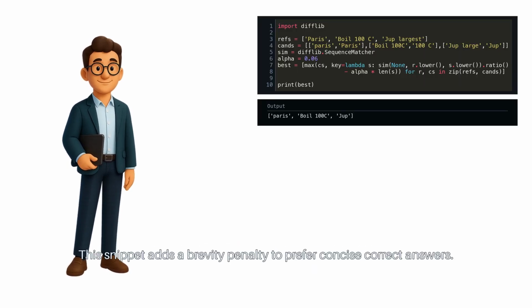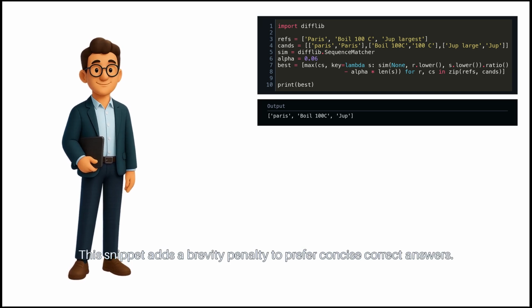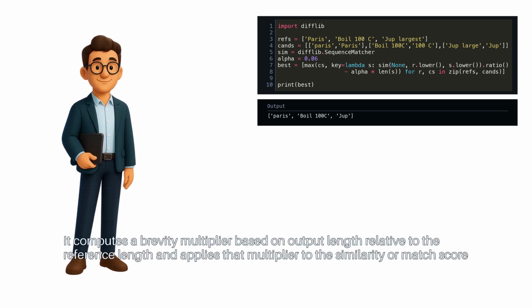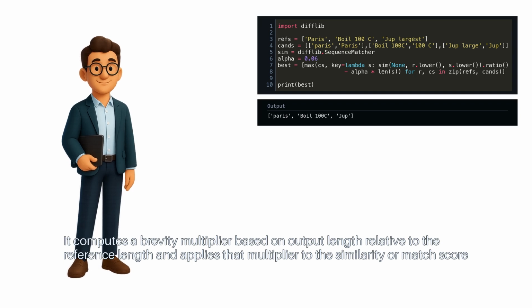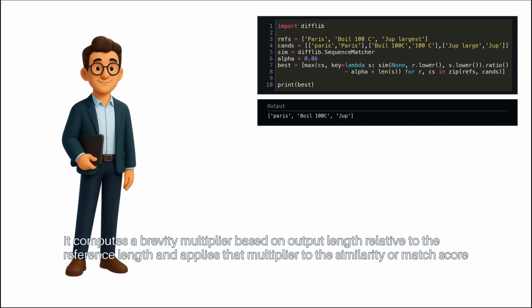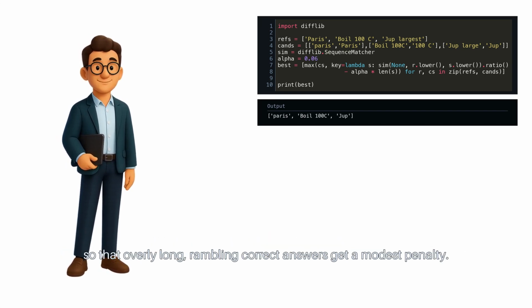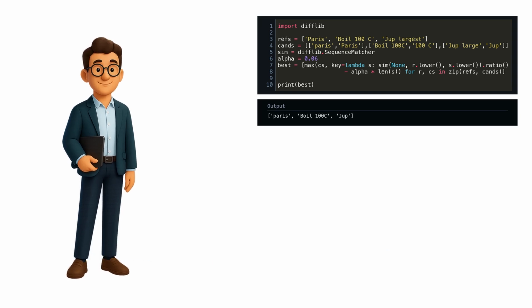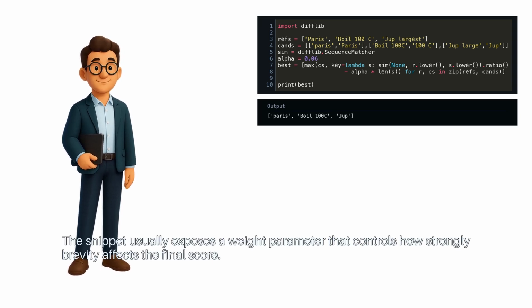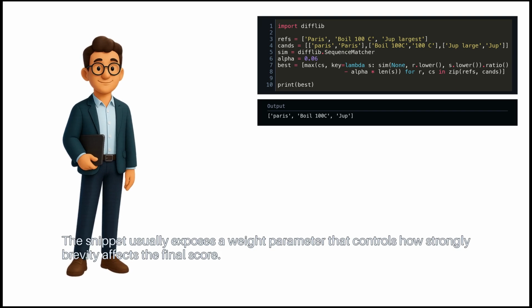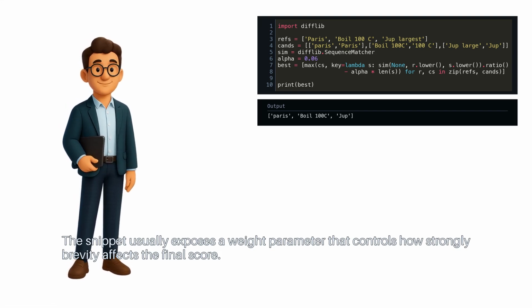This snippet adds a brevity penalty to prefer concise, correct answers. It computes a brevity multiplier based on output length relative to the reference length and applies that multiplier to the similarity or match score, so that overly long, rambling correct answers get a modest penalty. The snippet usually exposes a weight parameter that controls how strongly brevity affects the final score.